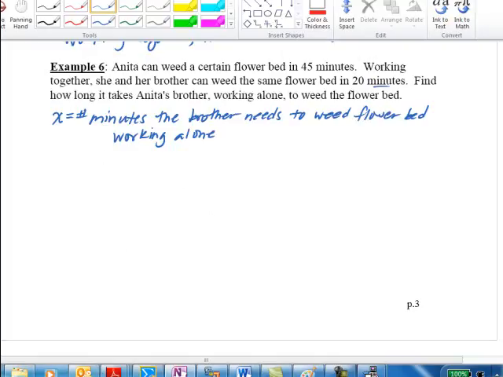And just like we did in the other one, we're going to switch the focus to the proportion or the amount each individual can complete in a minute. So Anita, working in 1 minute, can complete a 45th of the task. So that's the amount she can complete working alone. And we should add to that the part that her brother can complete working alone in 1 minute, and that would be 1 over x.